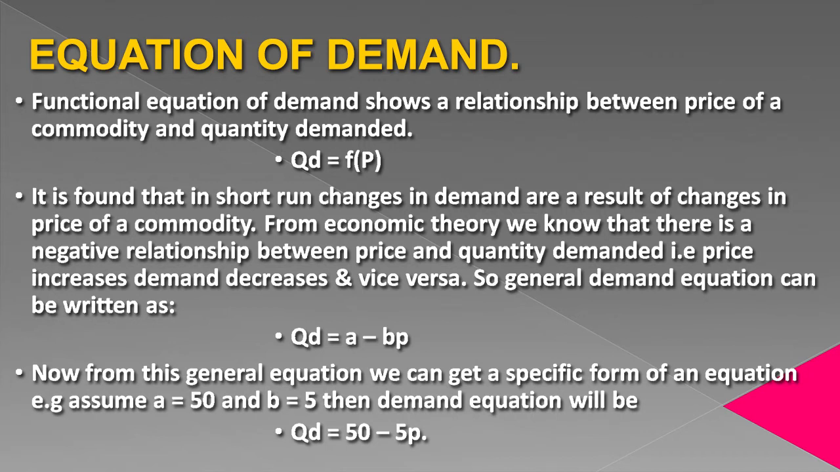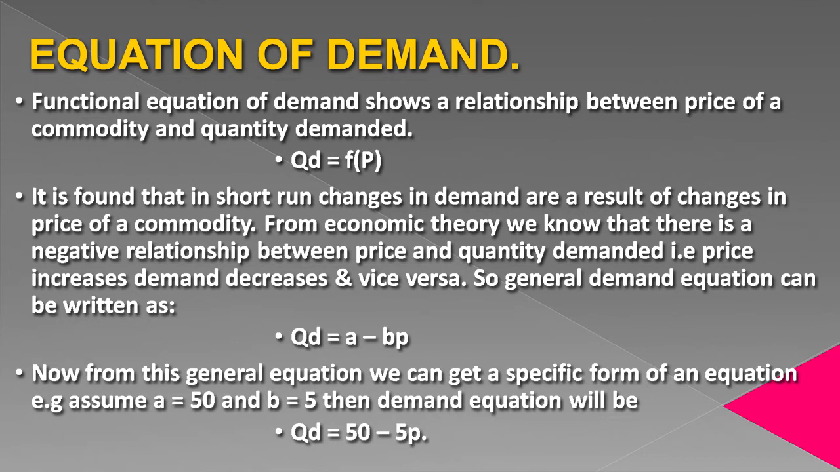From economic theory, we know that there is a negative relationship between price and quantity demanded. That is, price increases, demand decreases. Price decreases, demand increases. So, the general demand equation can be written as quantity demanded equals A minus BP. The minus sign with B indicates that there is a negative relationship between price and quantity demanded.